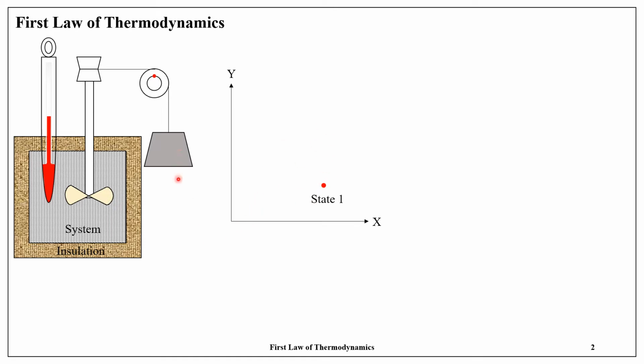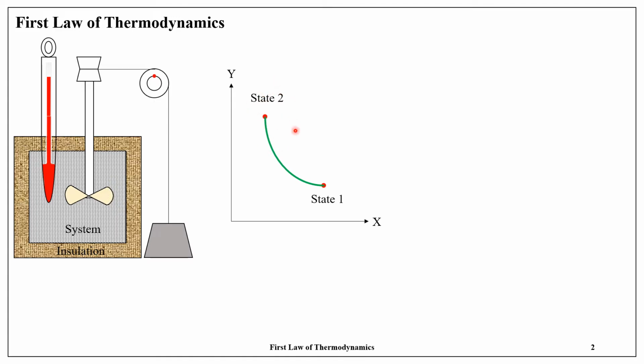So when this weight falls down, the wheel will rotate and the thermometer temperature reading will change and the state of the system also will change. So observe simultaneously, it is falling down, rotating, the temperature keeps on increasing and the state is changing and it reaches the final state 2.